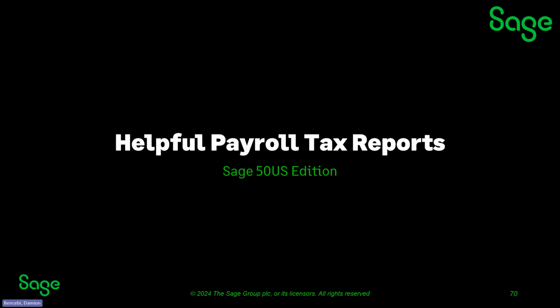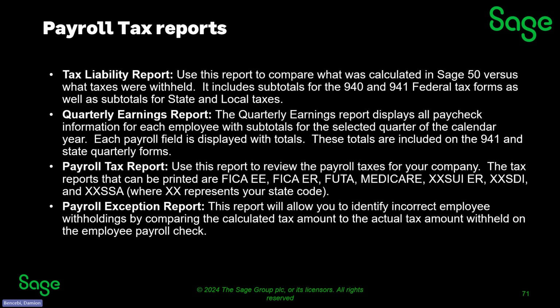When processing your payroll tax forms, there are several payroll tax reports that can assist if needed with verifying the data on the payroll tax forms. Here I've listed the payroll tax reports you can use: the tax liability report, the quarterly earnings report, payroll tax report, and the payroll exception report. These reports and their uses will be provided in our knowledge articles at the end of this presentation.